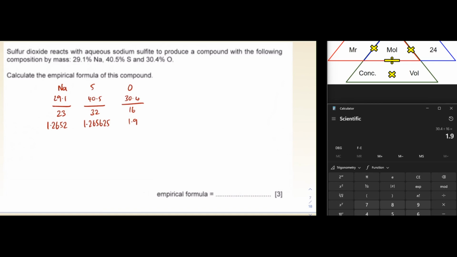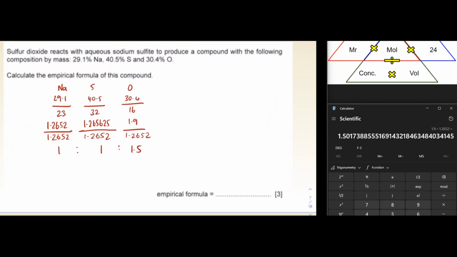So what's our smallest number of moles? Well, we've got 1.2652, 1.2652. So we know that these are in the same ratio, and they're both smaller than 1.9. So we're going to divide everything by 1.2652. What does that give us? That will give us 1 to pretty much 1 to, and 1.9 divided by 1.2652 gives us 1.5.